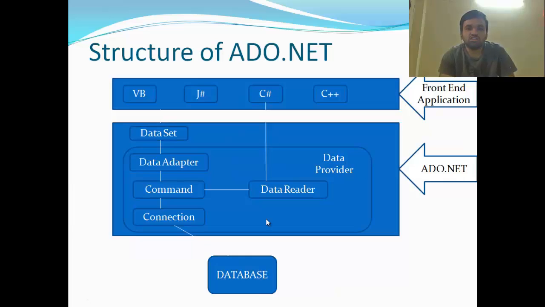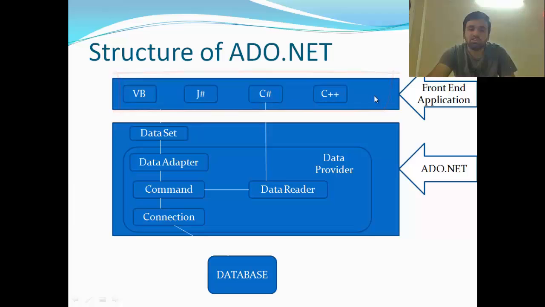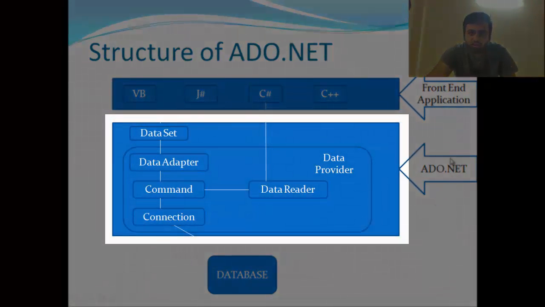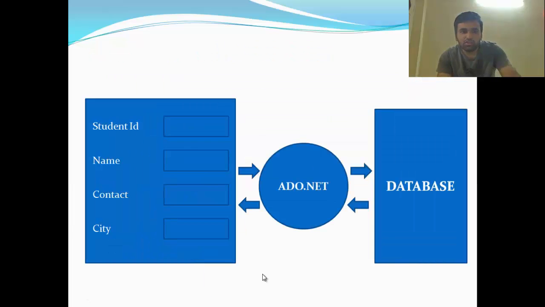Then here we can see a structure of ADO.NET. Here, the first layer is the front end application: VB, J#, C#, C++. Then here we can see ADO.NET. ADO.NET is divided in two parts: dataset and data provider. And the third layer is the database. Here you can compare with the above image.